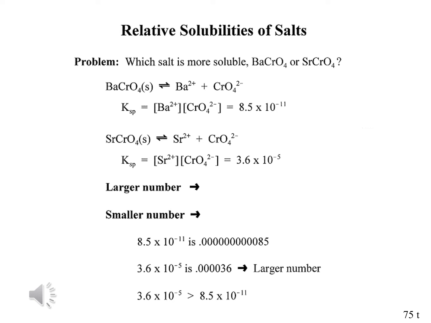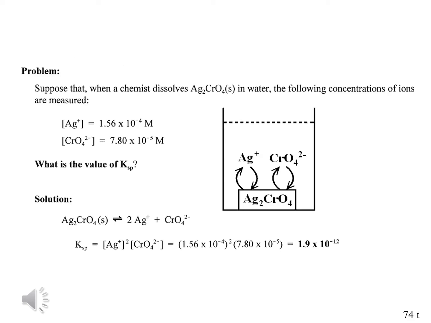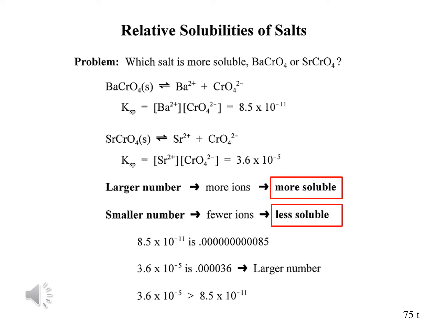Well, what we're measuring is how many ions are forming in the solution, which means how much actually dissolves. So you are getting more ions if you have a larger KSP. And if you're forming more ions, the reason is that the salt is more soluble. So you can say that the larger the KSP, the more soluble the salt is. And so strontium chromate is much more soluble than barium chromate.